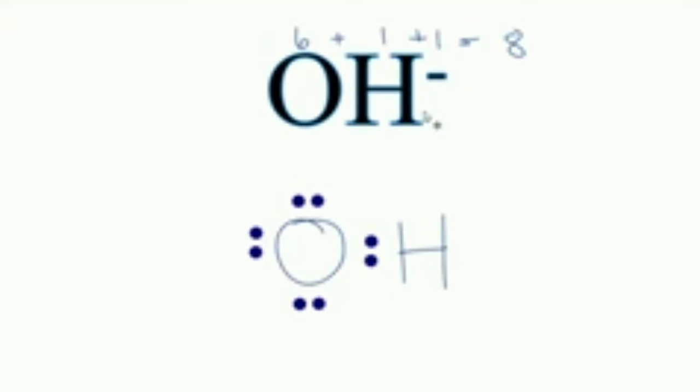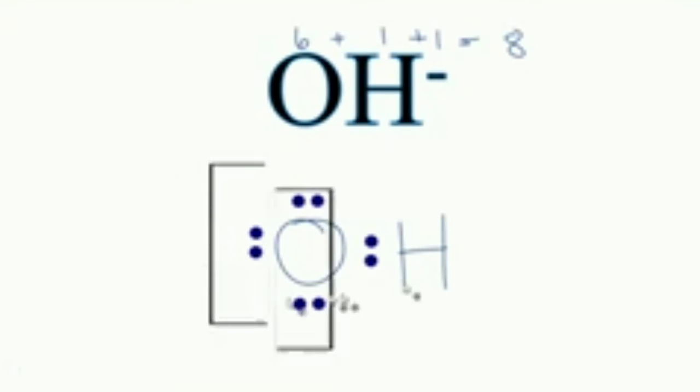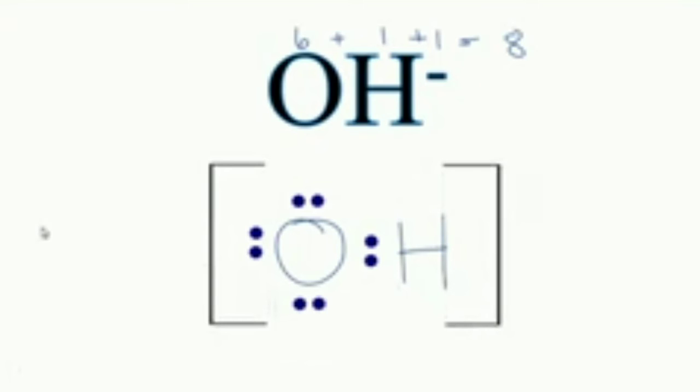We should put brackets around it because we want to show that it's an ion. So I'll put brackets here and then on the other side, and then we need to write the charge. We have a minus charge up here, so let's write the minus charge here, and that's the Lewis structure for OH minus. Let's try a positive ion.